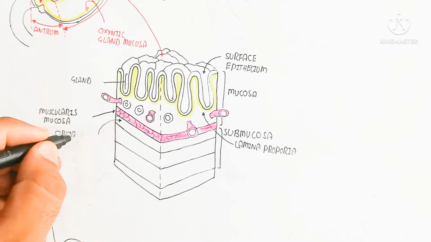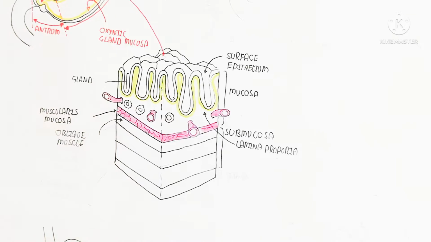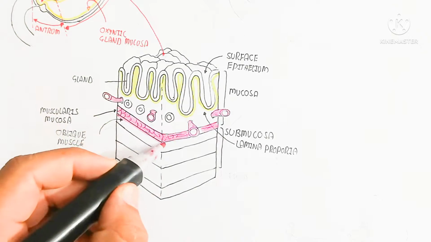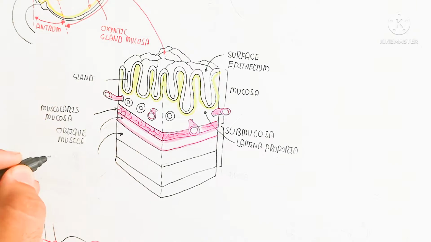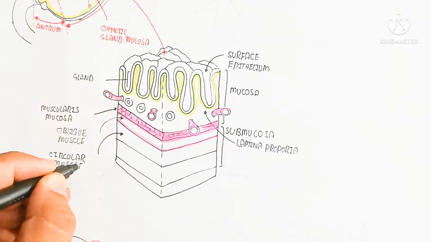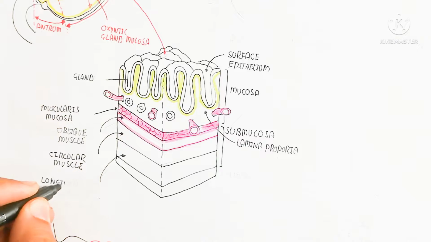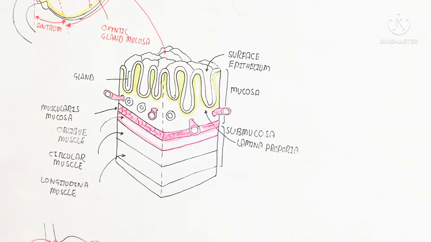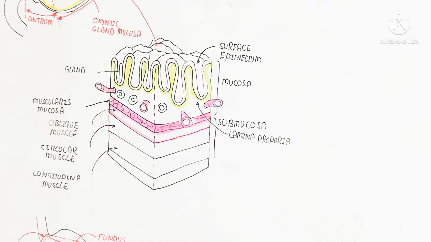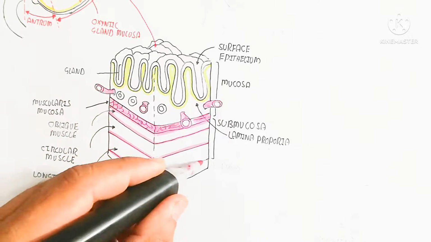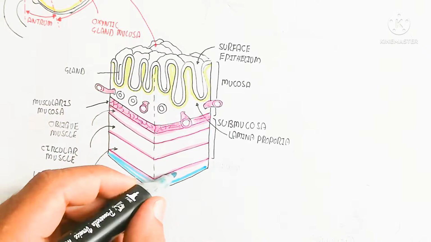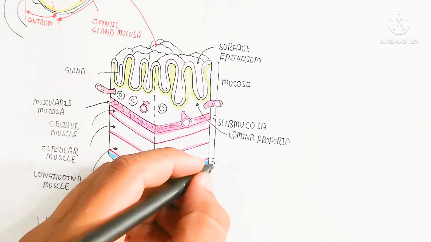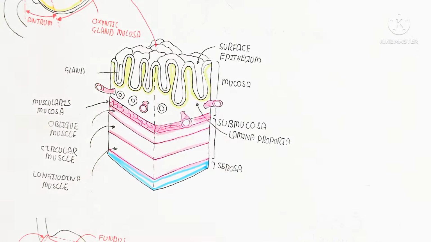These muscle layers contain different types of muscle. For example, the muscularis mucosa, and the oblique muscle is first, and inside the oblique muscle, the circular muscle, and outermost the longitudinal muscle is present. The outermost layer is known as the serosa.